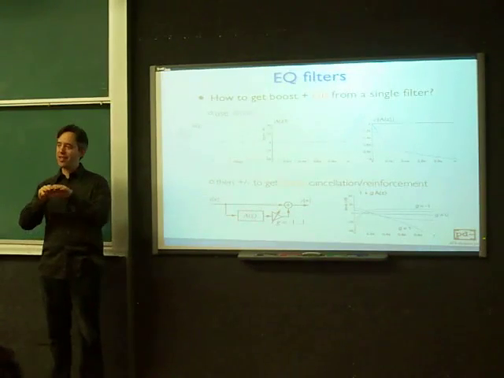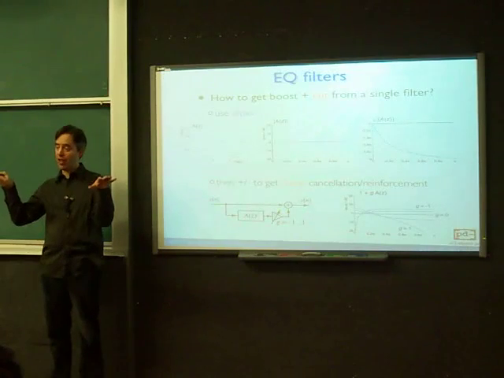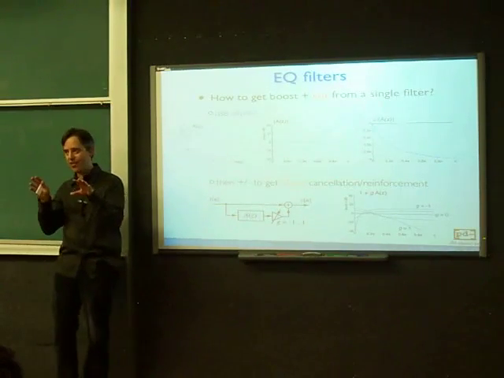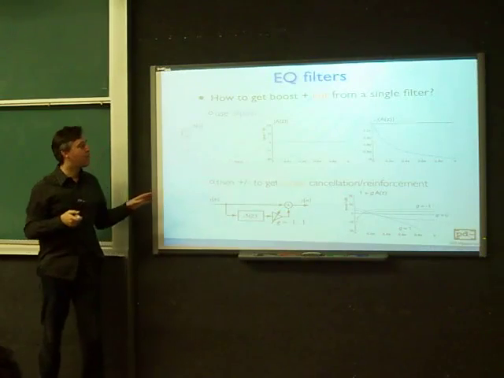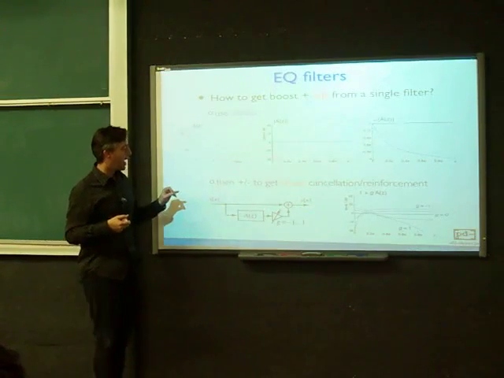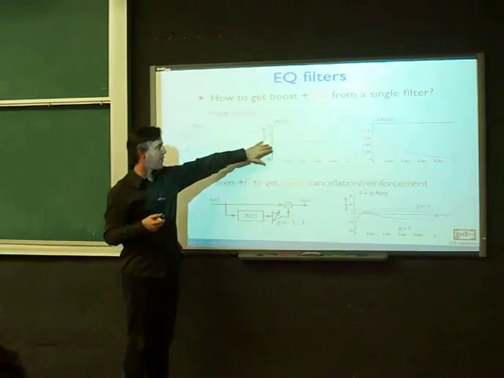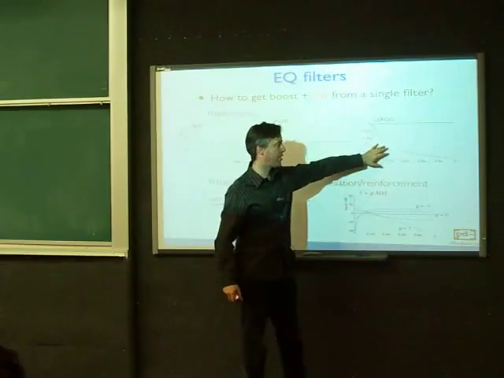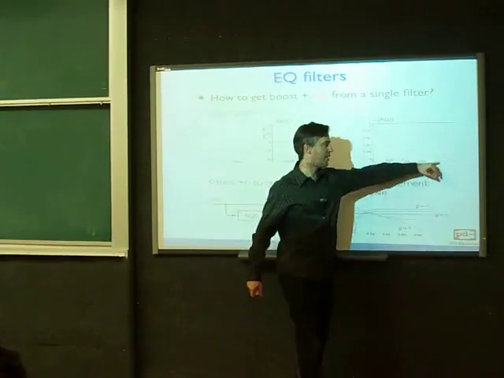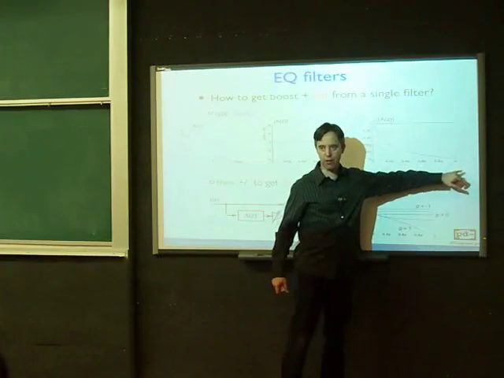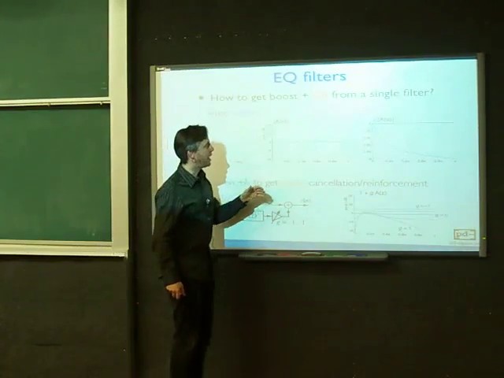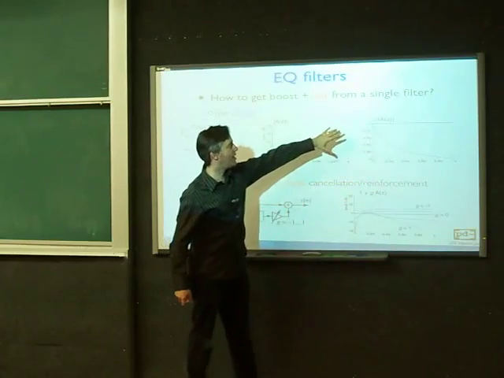But what you really want is a system so that it's very flat when you have nothing, and then you can either boost some frequencies or you can cut them. And that's a slightly tricky thing to do. So here's one way of doing that, which is kind of interesting, which is to have a system which has a flat gain response, but has a non-flat phase response. And in particular, for some frequencies, it might have a phase that's pi radians or 180 degrees out of phase.